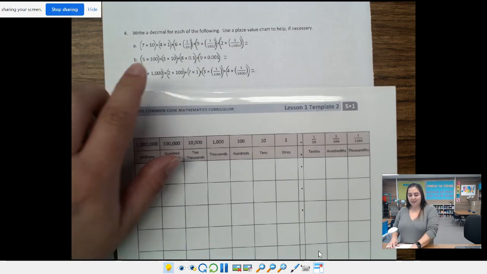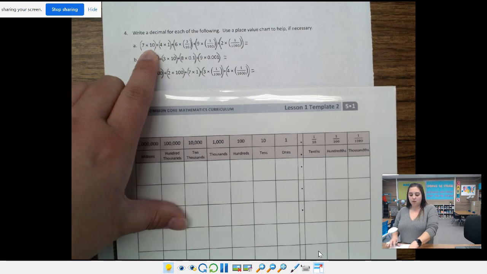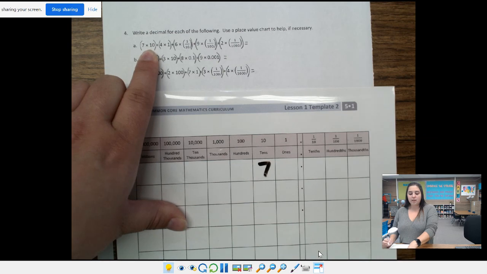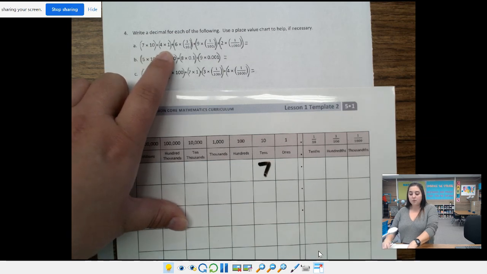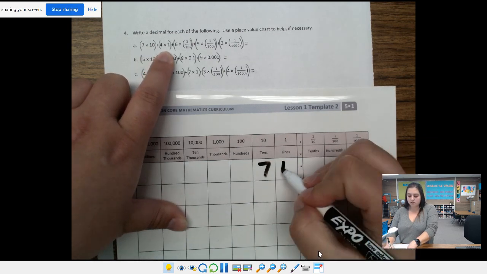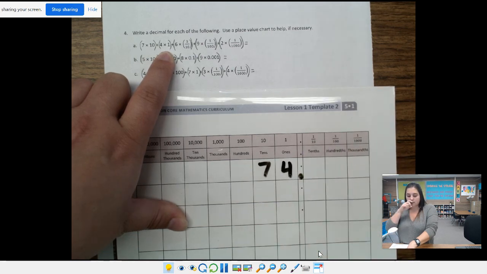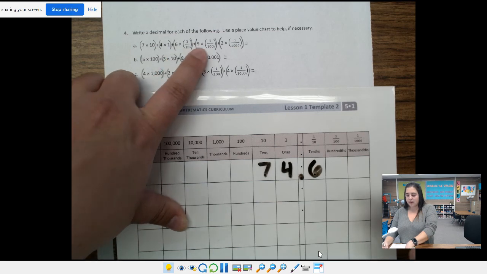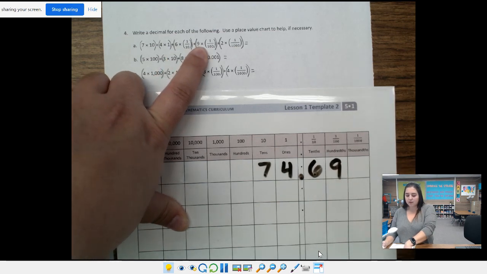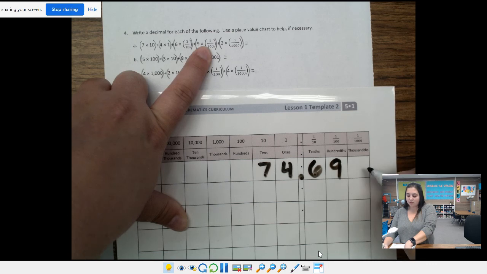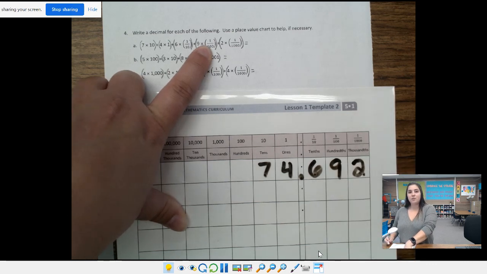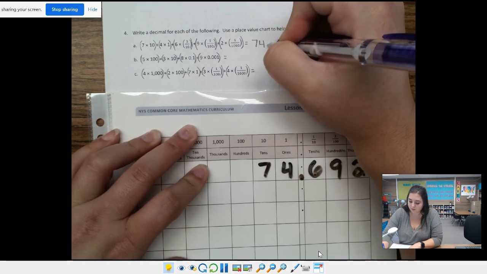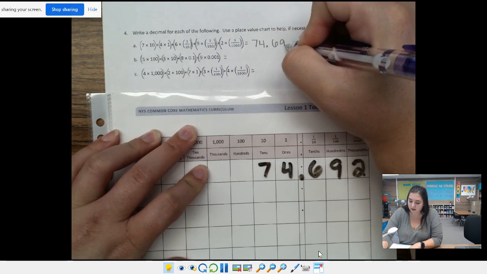So 7 times 10 means you have 7 tens. Put my 7 there. 4 times 1 means you have 4 ones. Of course, the decimal. 6 times 1/10, you have 6 tenths. 9 times 100th would be 9 hundredths. And 2 times 1,000th would be 2 thousandths. So there's our number. We have 7, 4, decimal, 6, 9, 2.